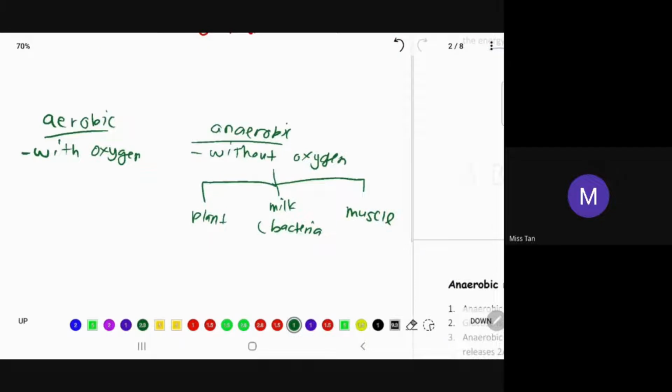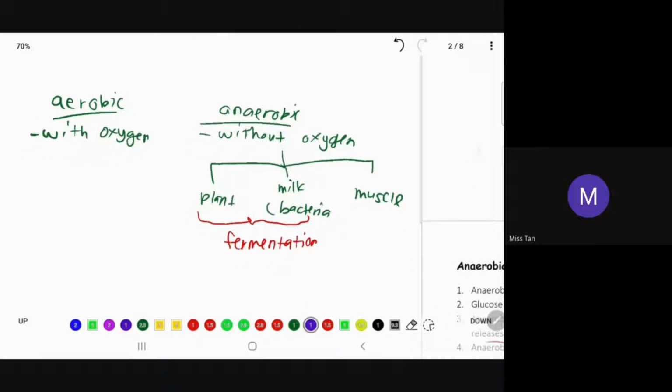Now who is doing all this fermentation? Yeast can do it. Some paddy plants can also do fermentation, undergoing anaerobic respiration. The bacteria that can do fermentation, we call Lactobacillus. You know what I'm talking about?